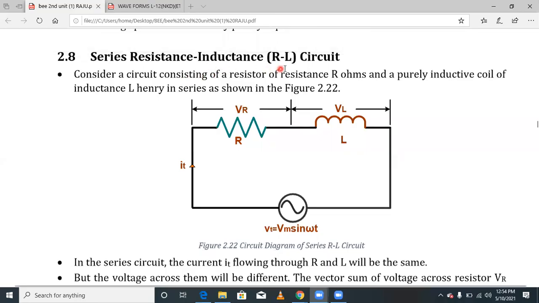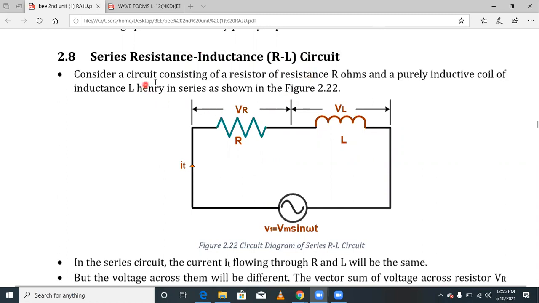Series resistance and inductance RL circuit. In the previous lecture, purely resistor, purely inductor, and purely capacitor were completed. Today we are concentrating on series resistance and inductance, the RL circuit.